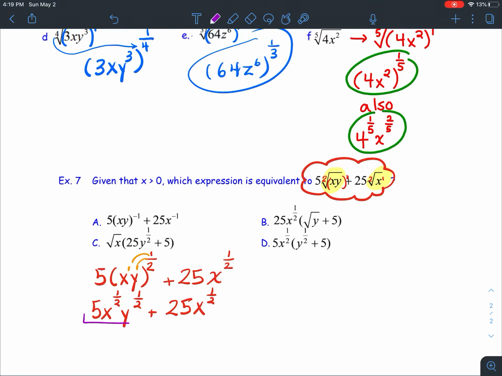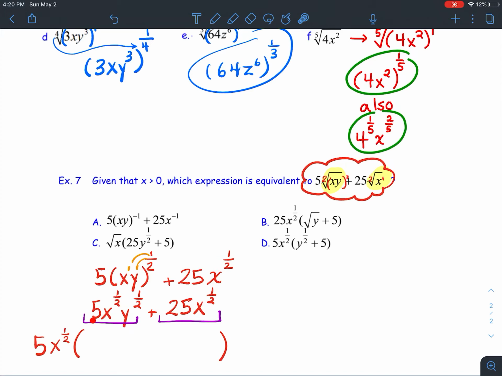And so you want to ask yourself, do you see anything here in this first term, 5x to the 1/2, y to the 1/2, that also is showing up in the second term, 25x to the 1/2? Well, it feels like 5 and 25 both have a 5 that we could remove. It also looks like they both share the factor x to the 1/2. So I'm going to use 5x to the 1/2 as the GCF.